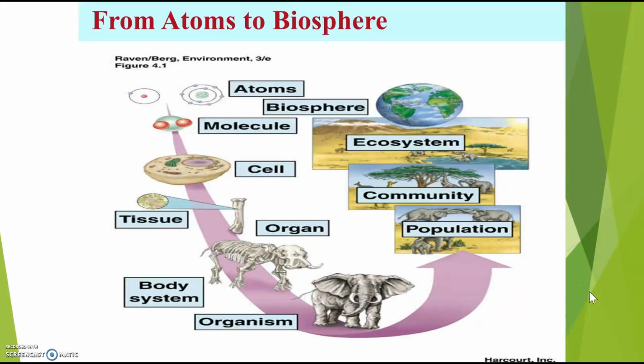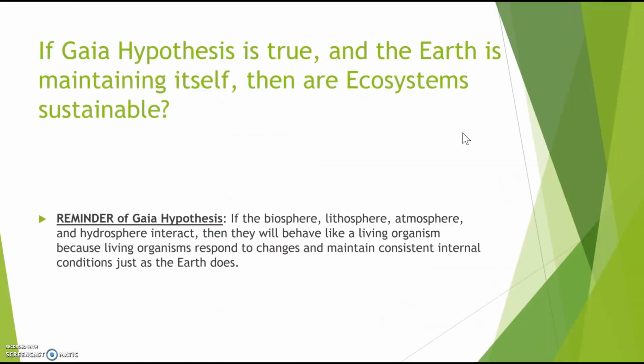So just looking at this overview diagram again of the hierarchy of ecological organization, we know that organisms make up populations, populations make up communities, communities make up an ecosystem, and ecosystems make up biospheres. Knowing this and thinking back to topic 1, where the Gaia hypothesis indicates that if the biosphere, lithosphere, atmosphere, and hydrosphere all interact, then they behave like a living organism. If that Gaia hypothesis is true and the Earth is maintaining itself, then are the ecosystems sustainable? So can ecosystems maintain themselves?